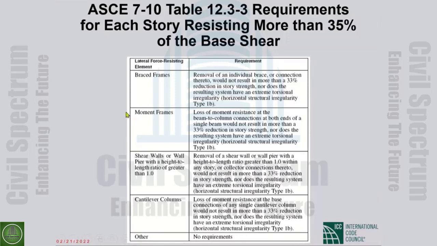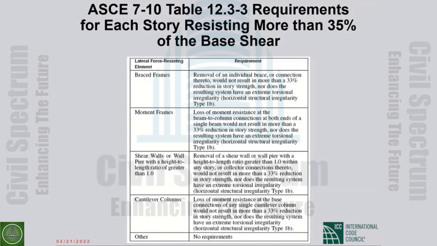If you have a moment frame system, removal of a member would mean loss of moment resistance at the beam to column connections at both ends of a single beam. Okay, so you insert hinges at each end of a beam. These are not plastic hinges, these are hinges, zero moment. Okay, so that would be removal of a member when you have a moment frame system as your seismic force resisting system.